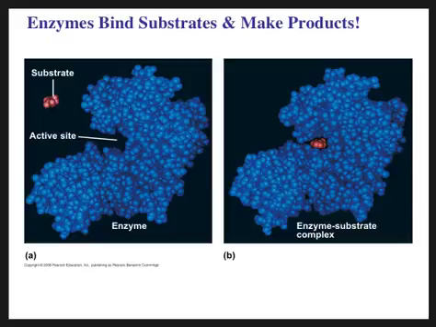So the substrate is the little pink thing, the big blue protein thing is the enzyme, and when that substrate binds at the active site to the enzyme, it undergoes a change. It changes its bonds temporarily, and we get that image on the right.